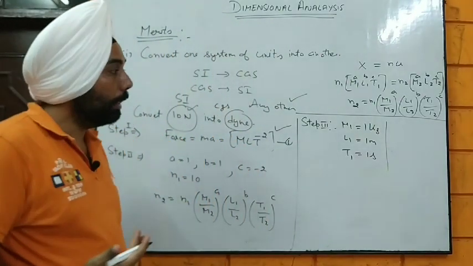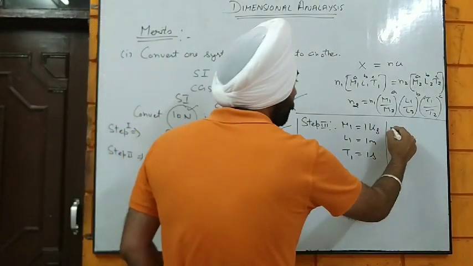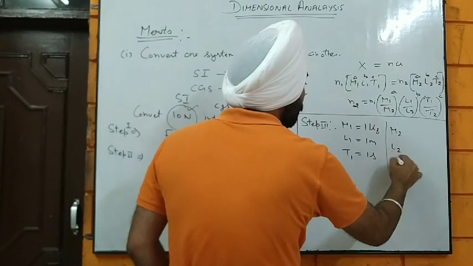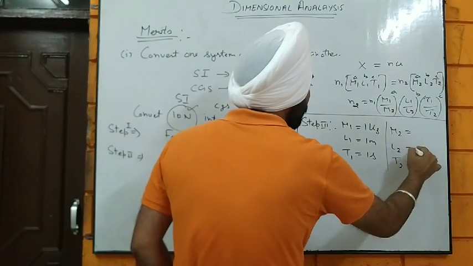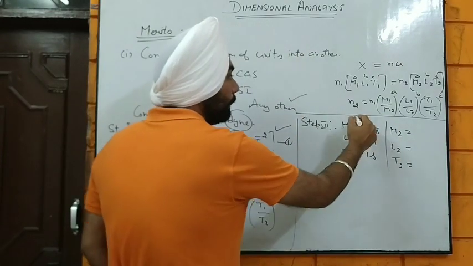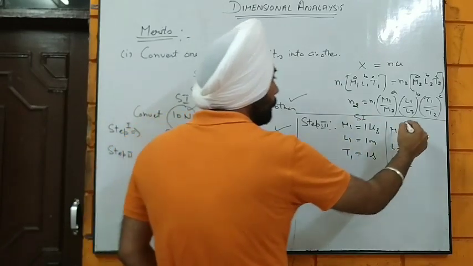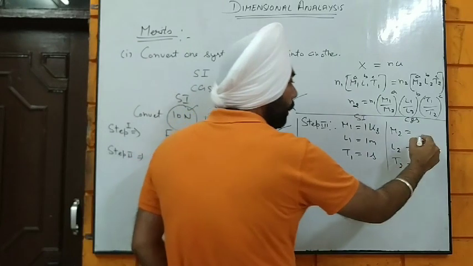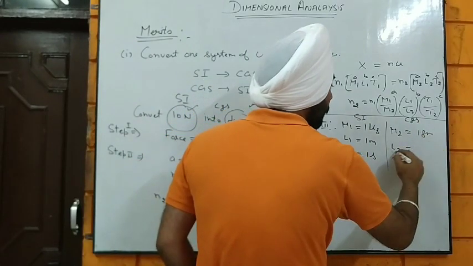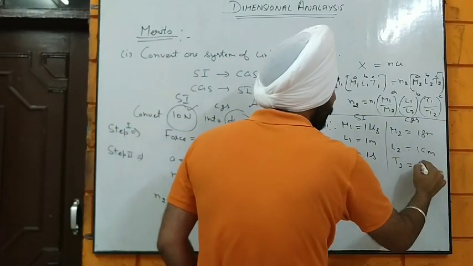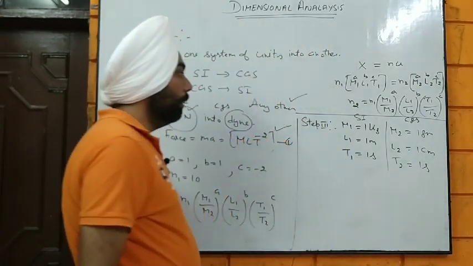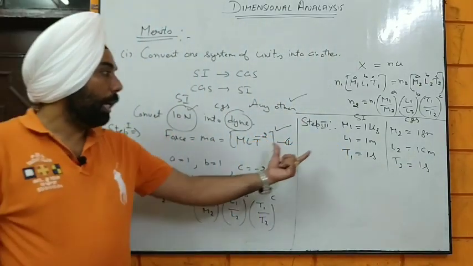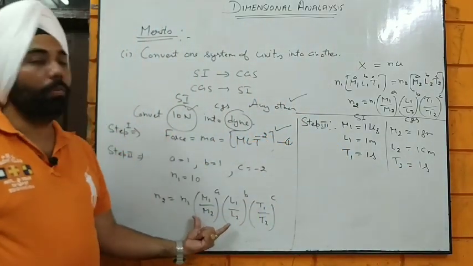And similarly the values of M2, L2 and T2, this is all about CGS units. In CGS units, mass is going to be 1 gram, length is going to be 1 centimeter and time is going to be 1 second. And with these values, you have to put them here and you will have your answer.